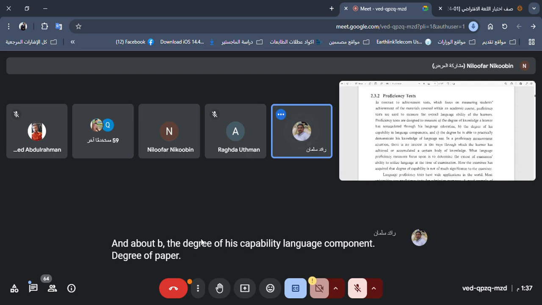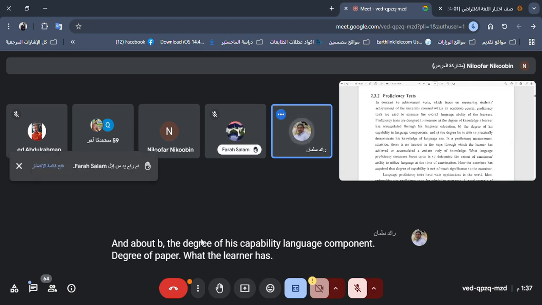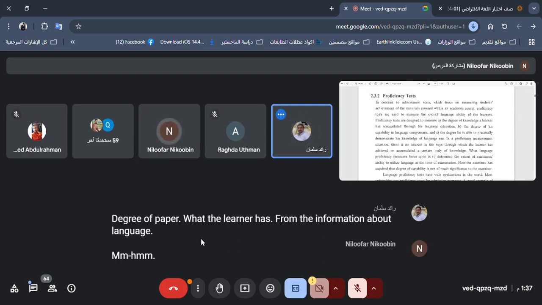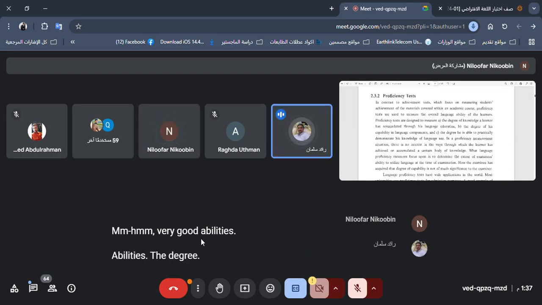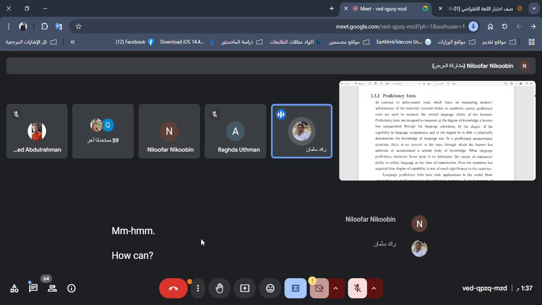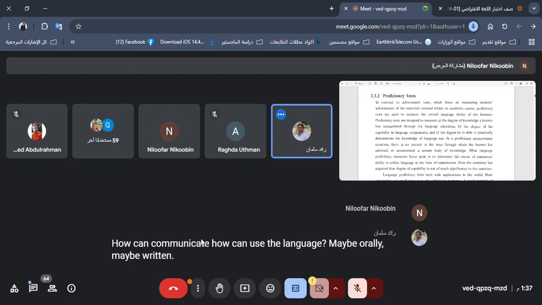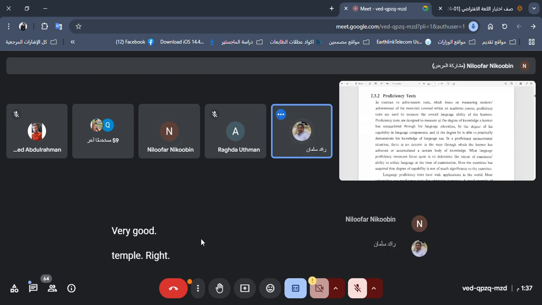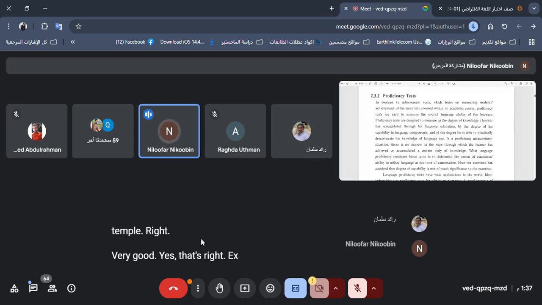What the learner has from the information about language. And C, abilities: the degree to which he is able to practically demonstrate his knowledge of language use. How can he communicate? How can he use the language? Maybe orally, maybe written. And that is proficiency measurement. Very good. That's what I understand from this sentence. Exactly right. Well done.